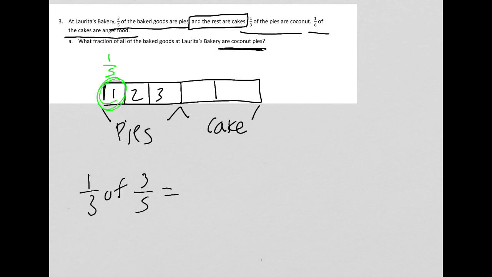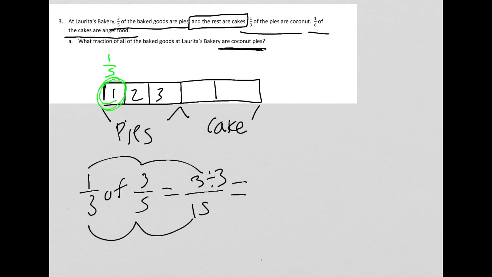But let's confirm with our mathematical expression here where I have 1/3 of 3/5. So 1/3 of 3/5 because the pies are equal to 3/5. 1 times 3 is 3. 3 times 5 is 15. And then 3/15 I can simplify by each dividing by 3. So I do get 1/5 and 1/5. Yay. So we're able to do A.